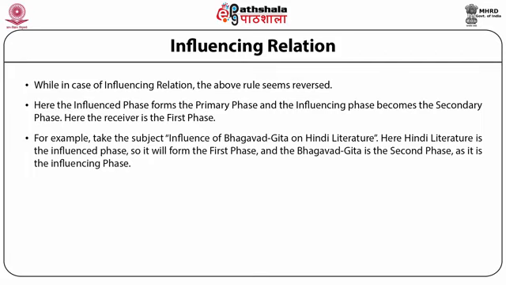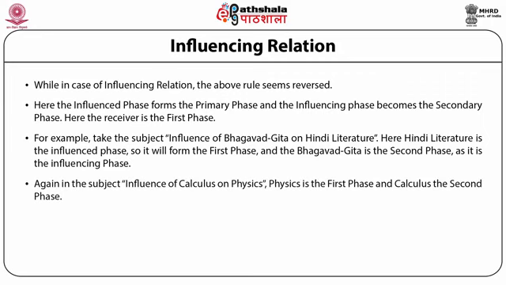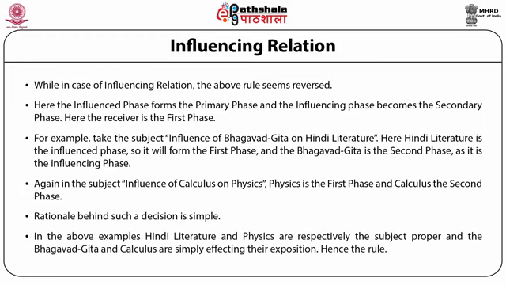For example, take the subject influence of Bhagavad Gita on Hindi literature. Here Hindi literature is the influenced phase, so it will form the first phase, and the Bhagavad Gita is the second phase as it is the influencing phase. Again, in the subject influence of calculus on physics, physics is the first phase and calculus is the second phase. The rationale behind such a decision is very simple. In the above examples, Hindi literature and physics are respectively the subject proper, and Bhagavad Gita and calculus are simply affecting the exposition, hence the rule.